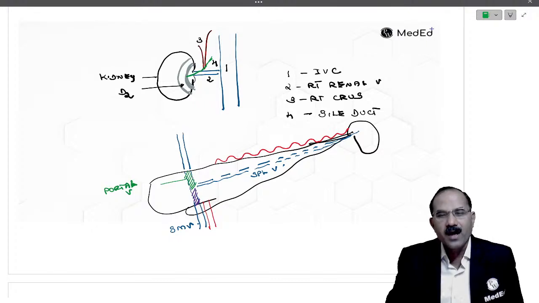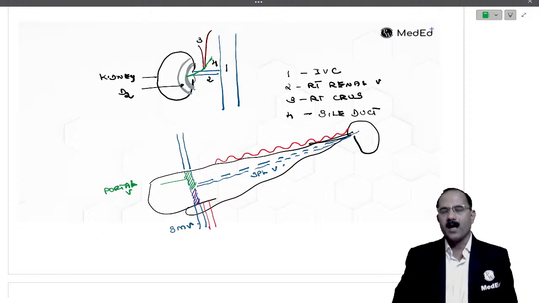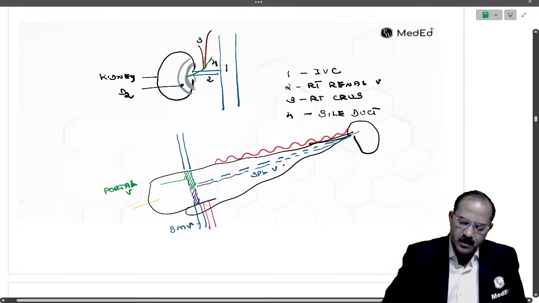That's a splenic artery. Very good. So related to the superior border of the body of the pancreas is the splenic artery. Now, there was one structure which was crossing the pancreas through and through like this. What is this structure?